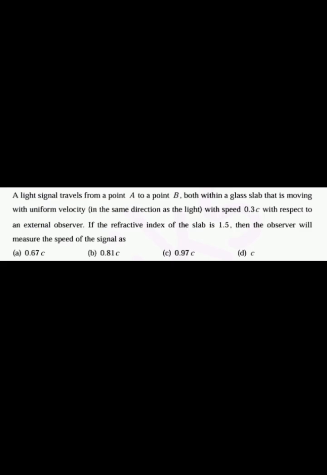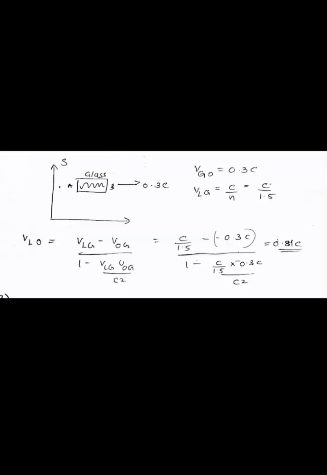The next question is, a light signal travels from a point A to point B both within a glass slab that is moving with uniform velocity with speed 0.3 c with respect to an external observer. If the refractive index of the slab is 1.5, then the observer will measure the speed of the signal as dash. So here VGO, that is the velocity of glass with respect to the observer, is 0.3 c, and VLG, that is the velocity of light with respect to glass, is equal to c by n, which is equal to c by 1.5, where n is the refractive index.